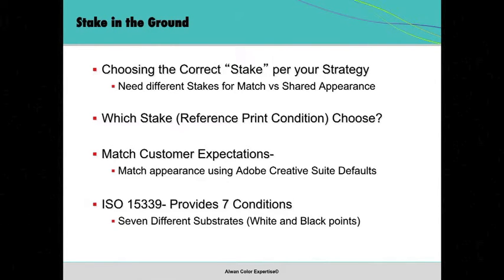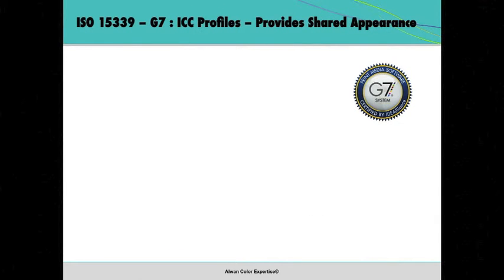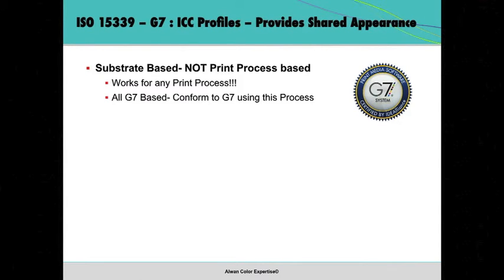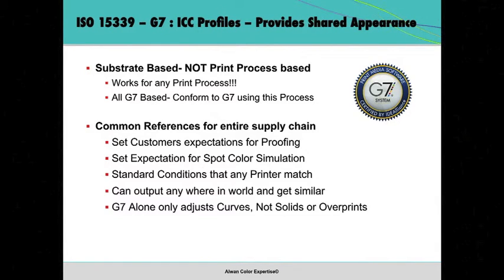So ISO, as I mentioned, has given us 7 reference print conditions, and it's under a new standard called ISO 15339. It's a very exciting standard. And what it gives us the ability to do is be process independent, meaning it works with any print process. And all of these reference profiles are G7 in nature. So it gives us a common stake in the ground for the entire supply chain.